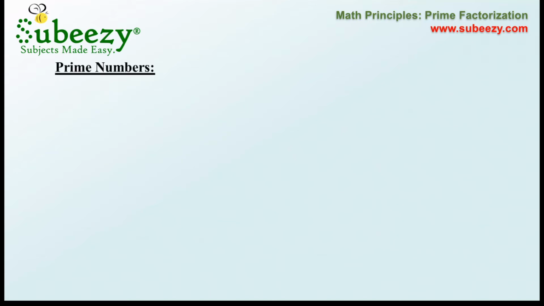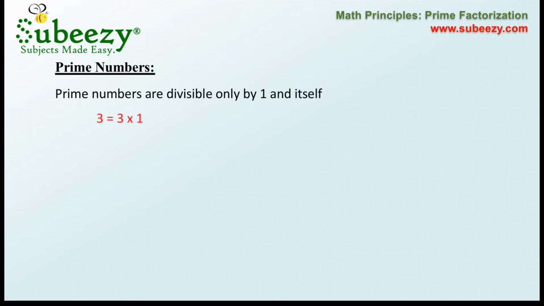So now that we have discussed what factors are, we're ready to discuss what prime numbers are. Prime numbers are divisible only by 1 and itself. For example, 3 is only divisible by either 3 or 1. 7 is also a prime number. It's only divisible by 7 and 1. And 19 is a prime number. It is only divisible by 19 and 1.